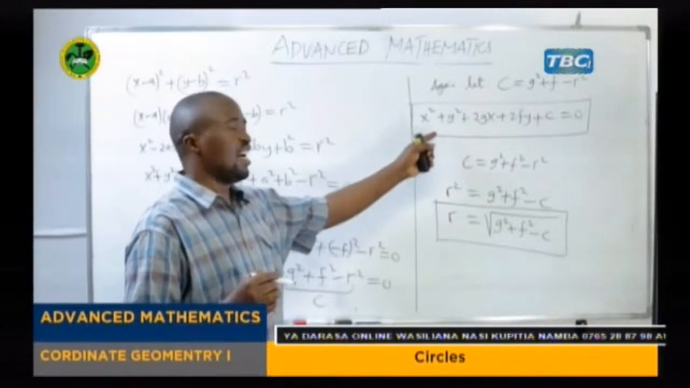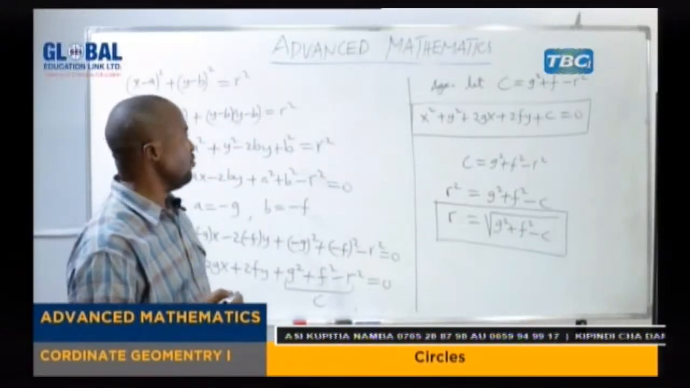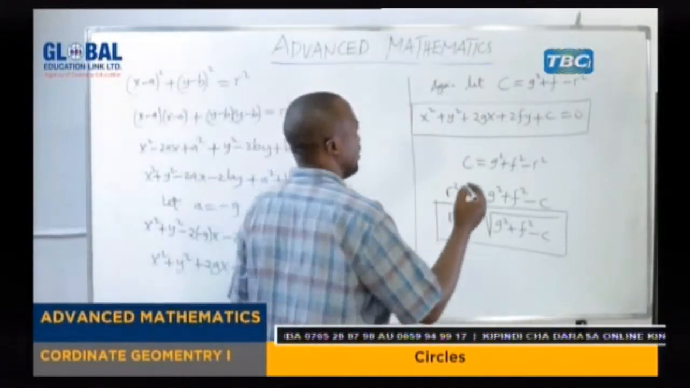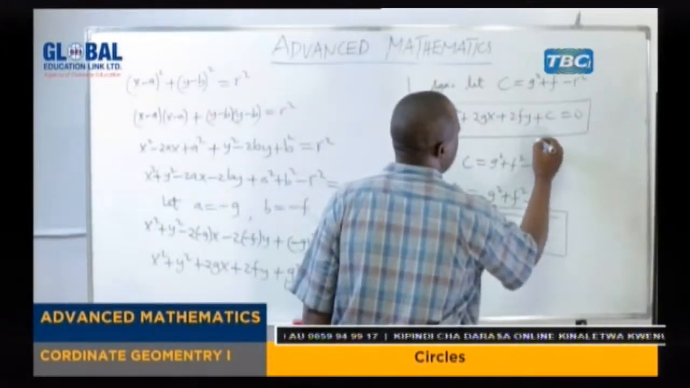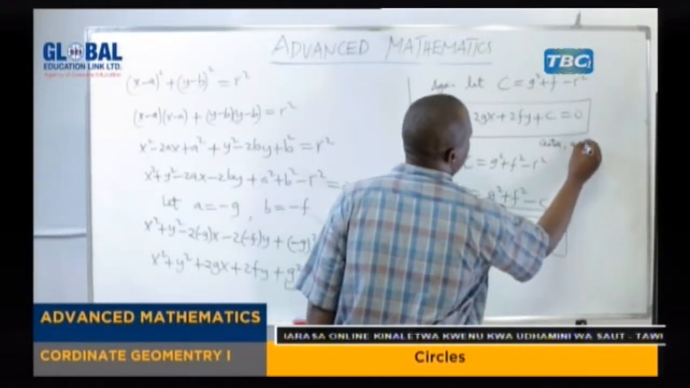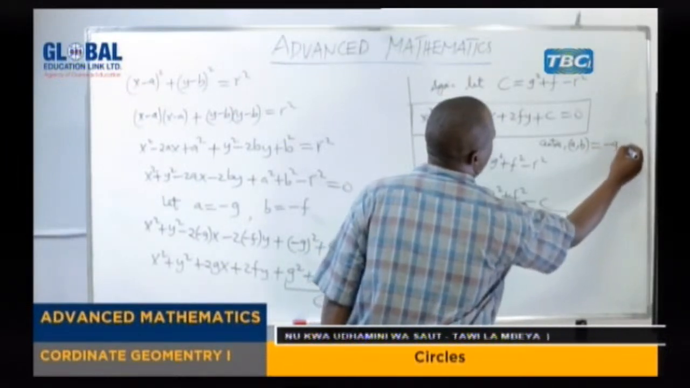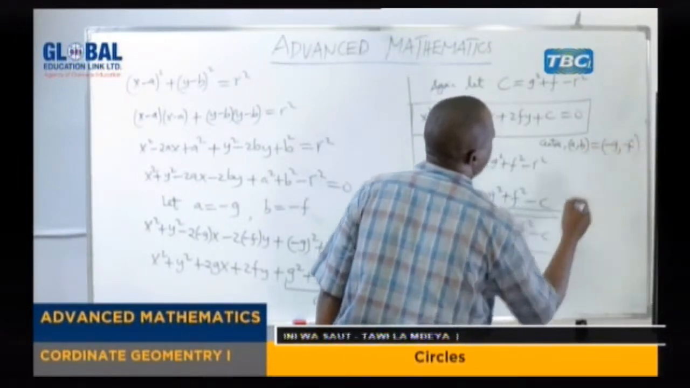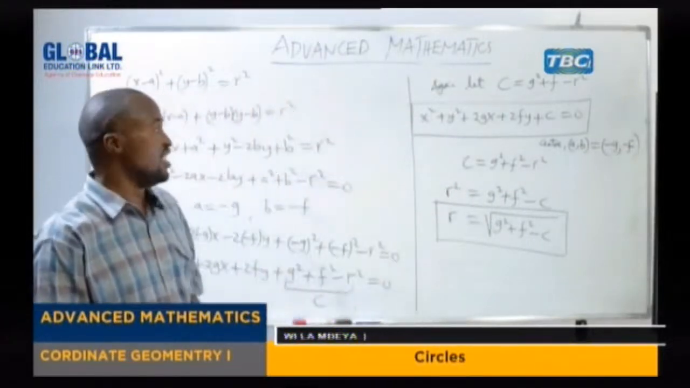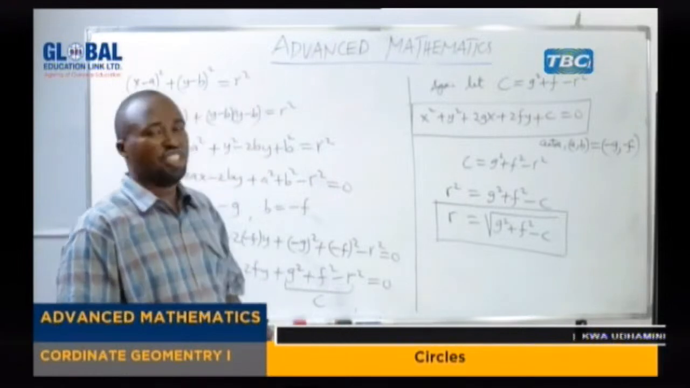So for such a kind of equation of the circle, remember the center is (a, b), which now is equal to (negative g, negative f). So that is how to find the center of such a form of the equation of the circle.